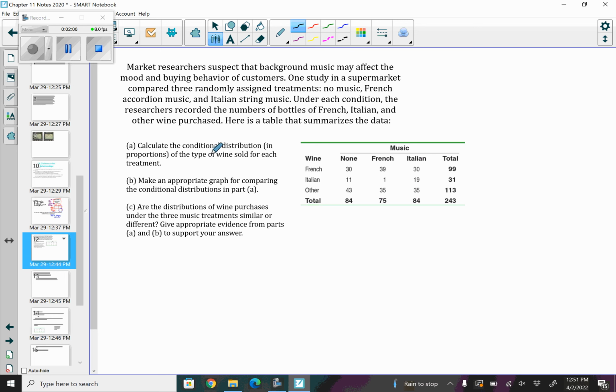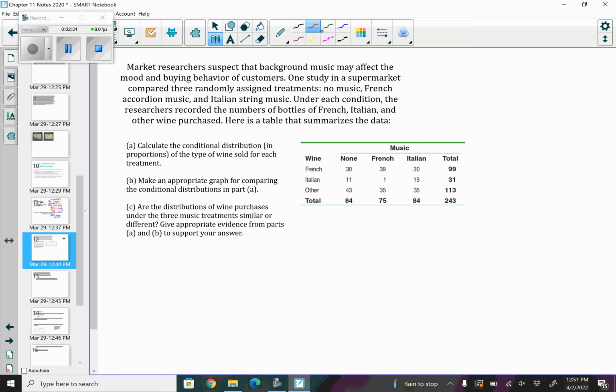Market researchers suspect that background music may affect the mood and buying behavior of customers. One study in a supermarket compared three randomly assigned treatments: no music, French accordion music, and Italian string music. Under each condition, the researchers recorded the number of bottles of French, Italian, and other wine purchased. Here's the table that summarizes our data. So we've got type of music and type of wine purchased.